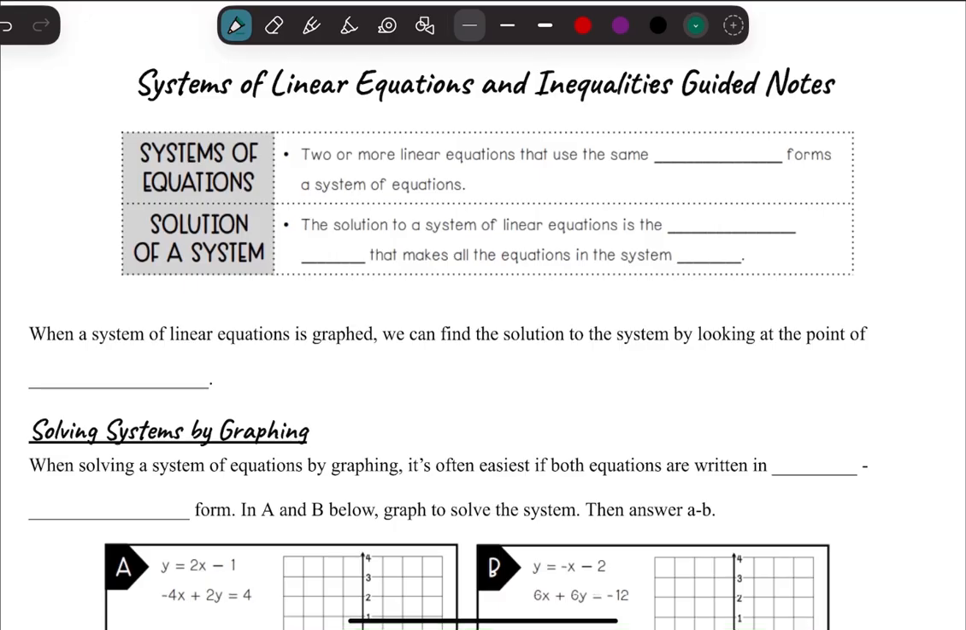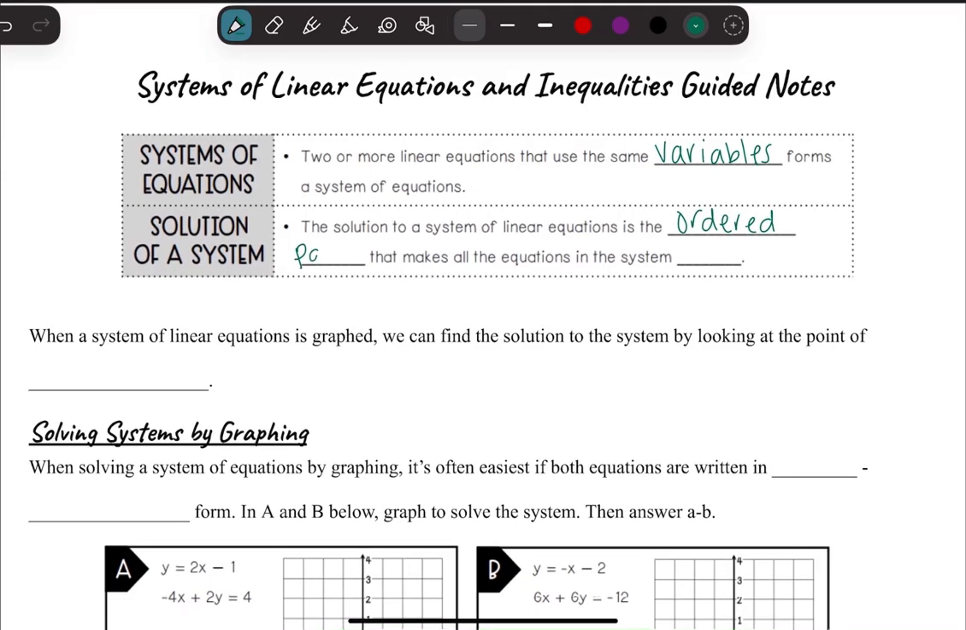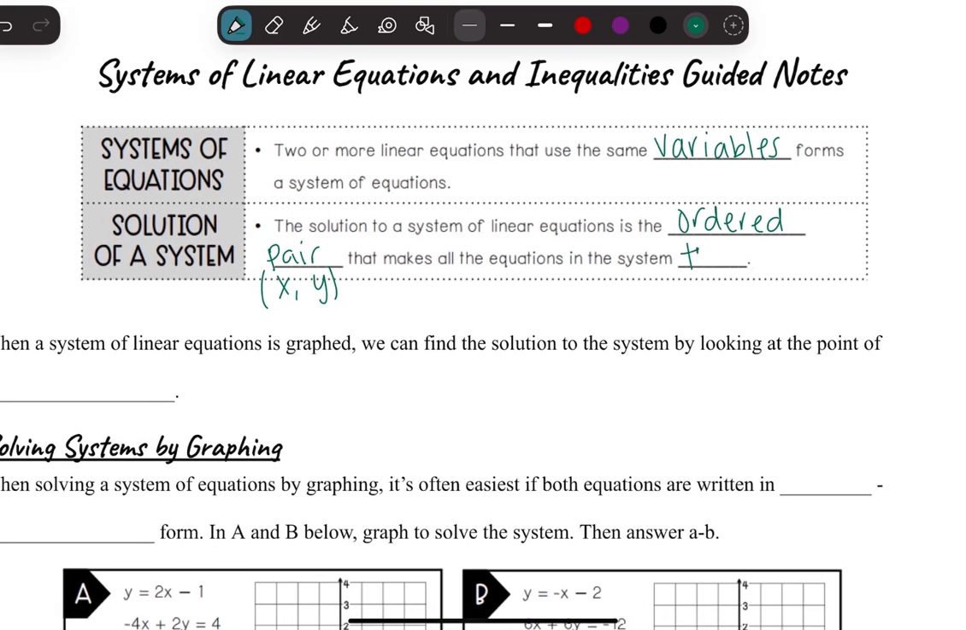Two or more linear equations that use the same variables form a system of equations. The solution to a system of linear equations is the ordered pair. So remember, an ordered pair is x comma y in parentheses that makes the equations in the system true.